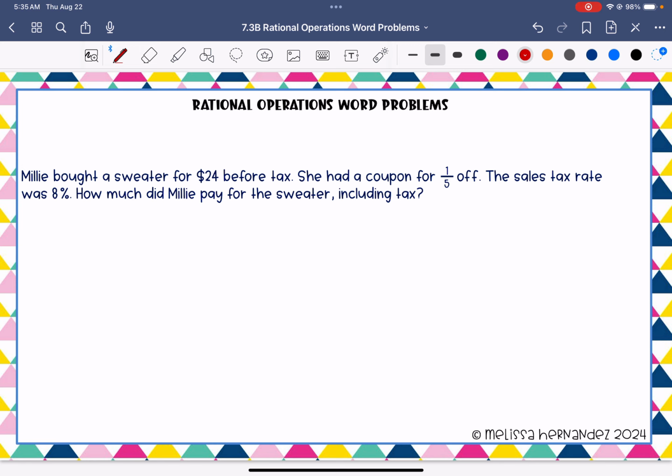Okay, so first thing I would say, let's do a picture just so you could see it. And you know what a fraction bar is. 1/5. That means 5 total parts. But we're only interested in what one part represents. Okay, all 5 of them is $24. So what we'll do is we will divide.